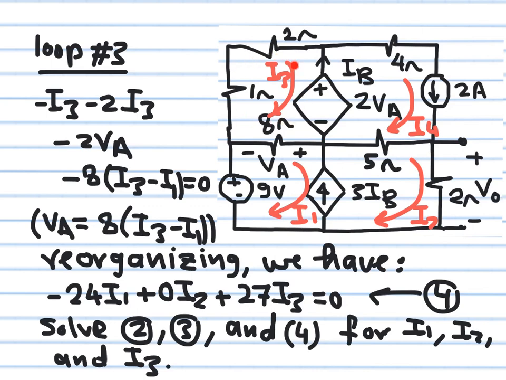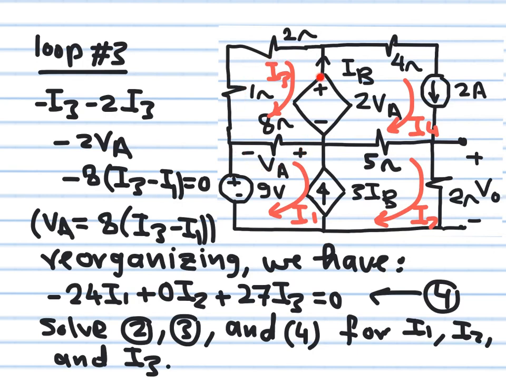Loop number 3 is a benign one. Why? Because you can see there are no current sources. I can apply KVL in the same way we learned in class. So I can go in the clockwise direction. I3 is flowing this way, so it creates a drop positive, negative. So minus 1 I3, minus 2 I3, minus 2 VA, minus 8(I3 minus I1) is equal to 0. So remember here, I assume that I3 is higher than I1. So this means they have polarity positive, negative.